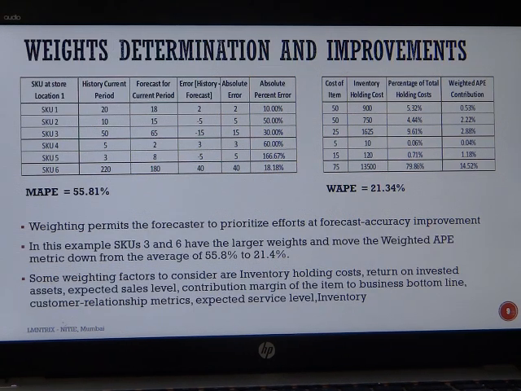In this, SKU 3 and 6 have the larger weights, and you can see that using WPE the error has been decreased from 55.8% to 21.84%. The major portion is taken by SKU 3 and SKU 6, hence they are the critical SKUs, hence the prioritization should be given to them. Now further on, the presentation will be carried by Suvajit.